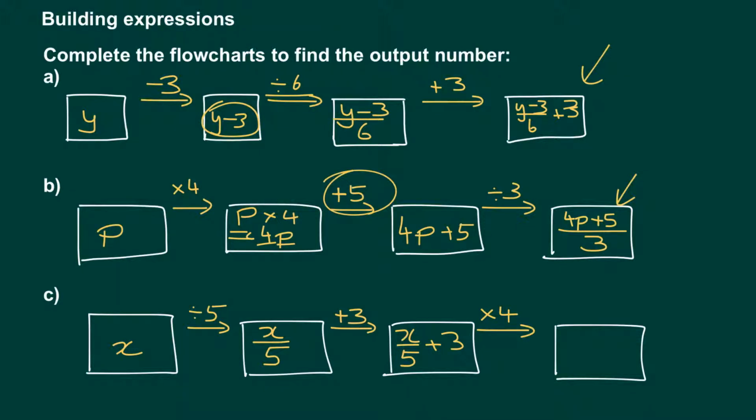And then finally we have the entire thing there multiplied by 4. So we have x over 5 plus 3, and the entire thing has been multiplied by 4. So we put it around a bracket. Otherwise, if we just put x over 5 plus 3 next to 4, it would look like the 4 is only being multiplied to the x. However, the 4 is being multiplied to the entire thing. So we put x over 5 plus 3 into brackets. So that right there, guys, is the output number.